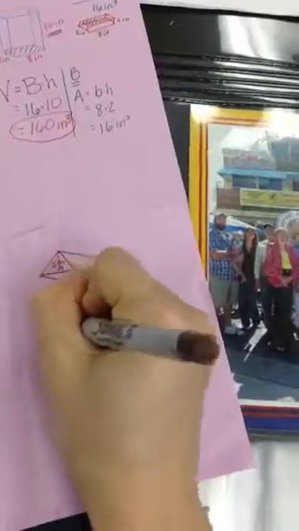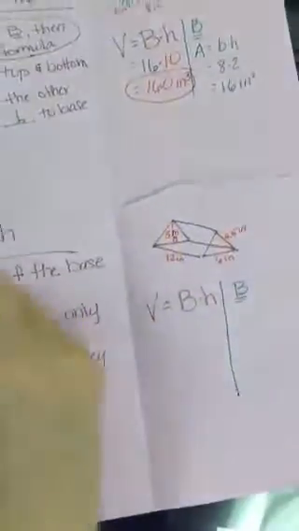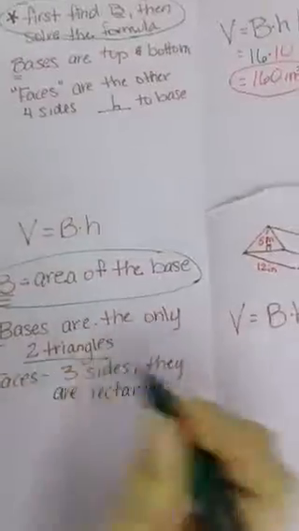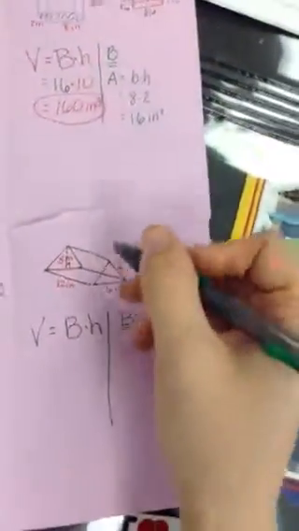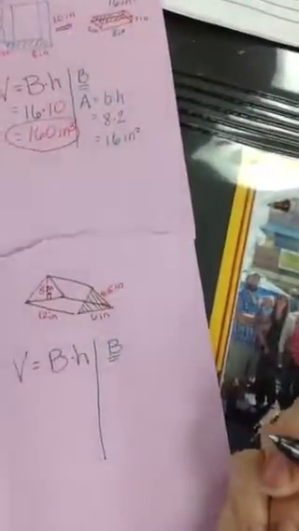So first things first, let's set up our formula, and it's going to be volume equals big B times H. And I'm going to do my split screen, and I'm going to figure out B, which is area of the base. Okay, that hasn't gone away. It's still the area of the base. Well, in this case, what shape did I say my base was? Hopefully you're looking at it right now. Triangle. So I'm going to find the area of my triangle, because that's my base.